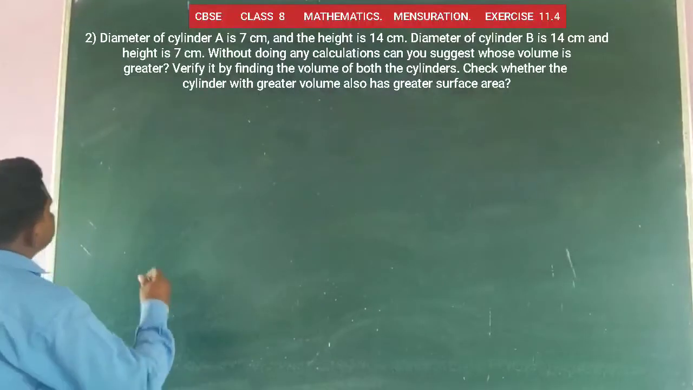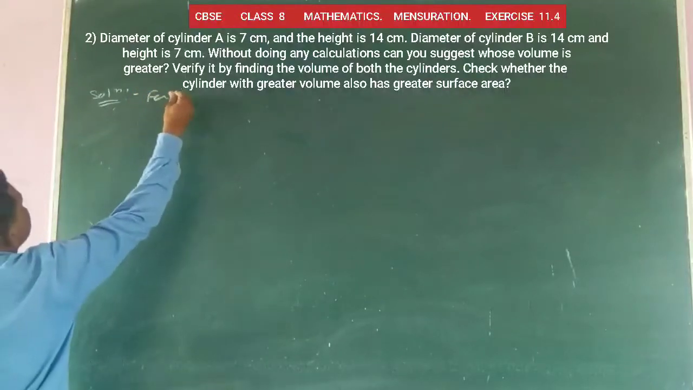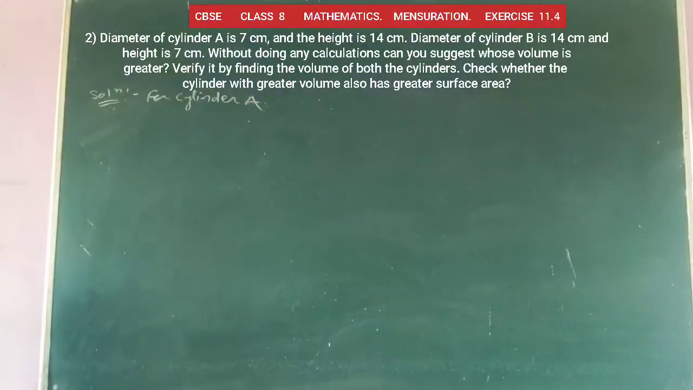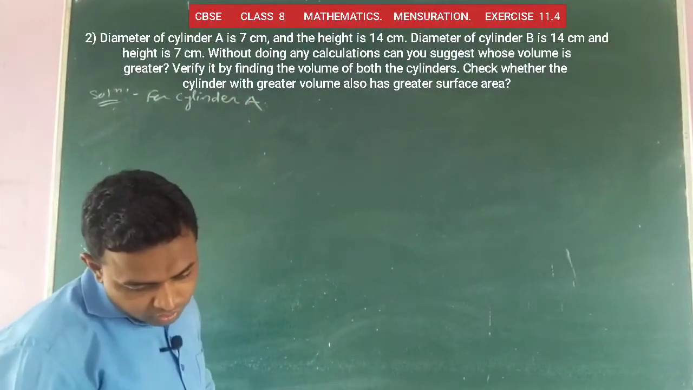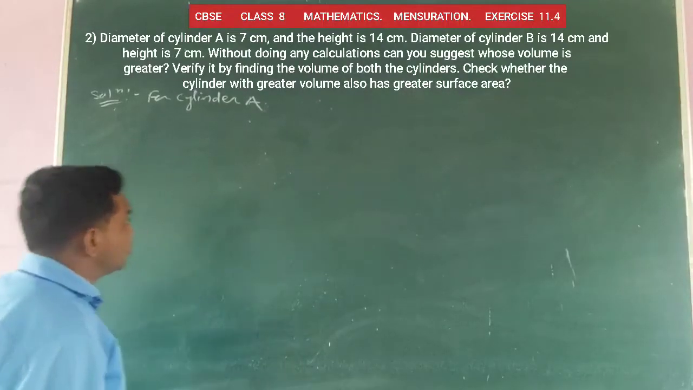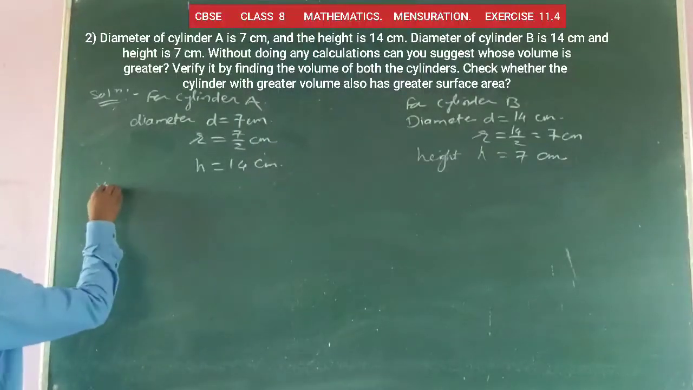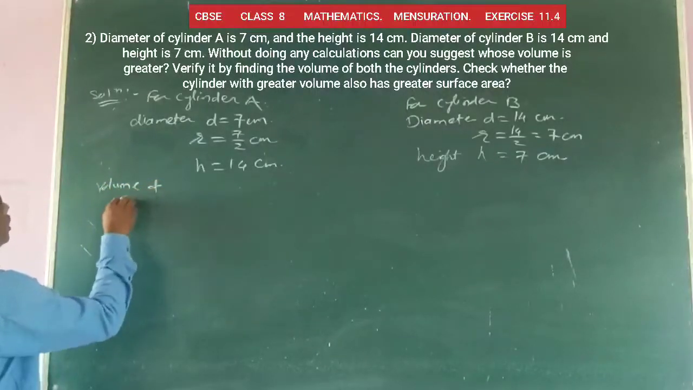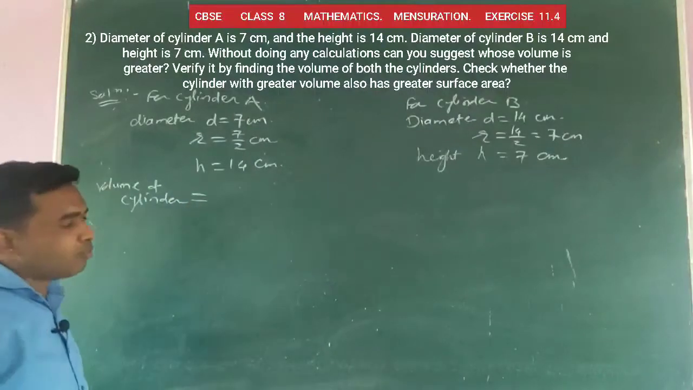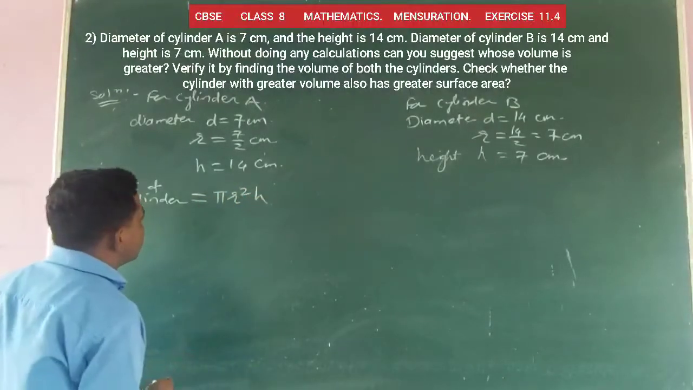So in the solution you must write for cylinder A. What is the given value? Diameter of the cylinder A is 7 centimeter and height is 14 centimeter. We need to find whose volume is greater. So write down the formula of volume of cylinder, and its formula is pi r square h.